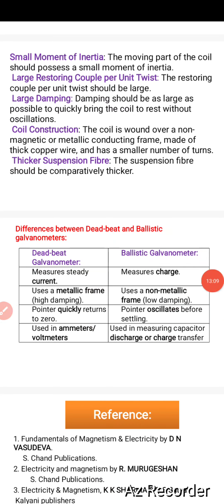In today's class we learned about galvanometers, types of galvanometer, and the conditions for the moving coil galvanometer to be ballistic and deadbeat.